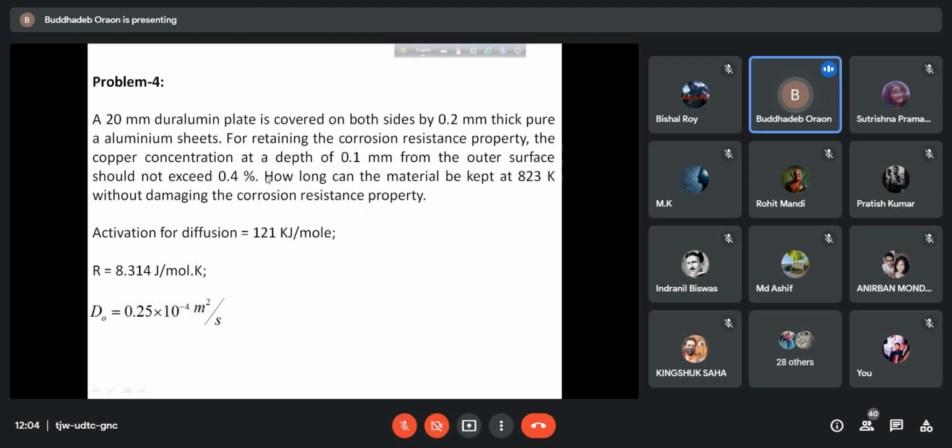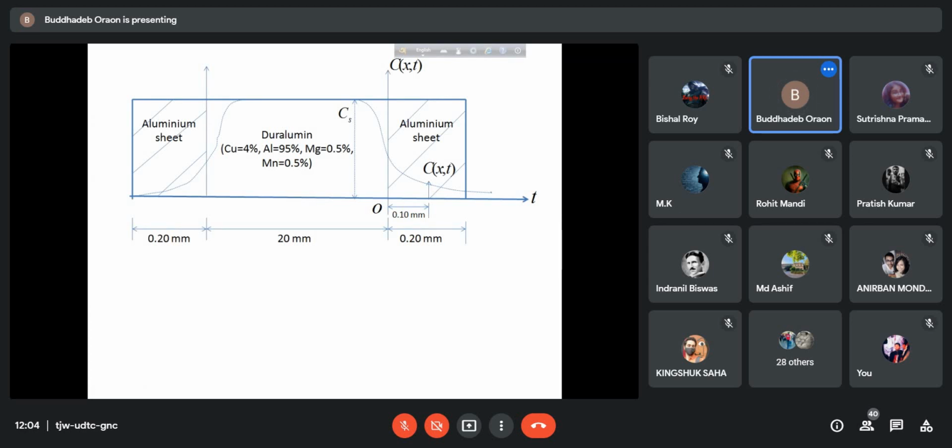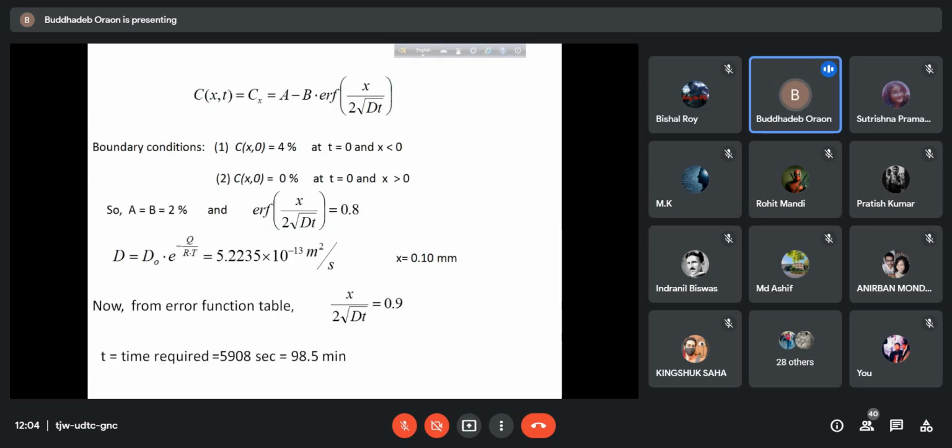Here it has been asked how long the material can be kept. So we are supposed to find out the time given this data. The process is the same, so from here we'll have to again write the boundary conditions and find the value of A and B. In this problem, if you write this boundary condition, you will get A equal to B equals 2%. So the error function value is coming out to be 0.8.